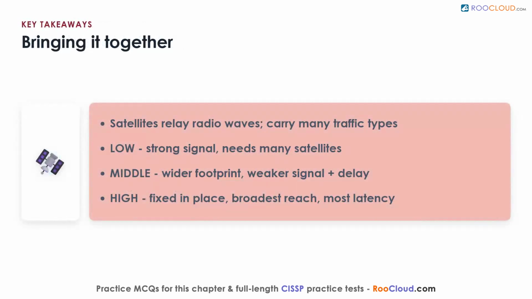So let's bring it together. Satellite communications relay radio waves between the ground and spacecraft, carrying everything from phone calls to internet to military traffic. They occupy three orbits, and altitude drives the trade-offs. The low band gives strong signals but needs many satellites for coverage. The middle band widens the footprint at the cost of signal and delay. And the high, geostationary band hangs fixed in place with the broadest reach but the greatest latency. Match the orbit to what the link actually needs.